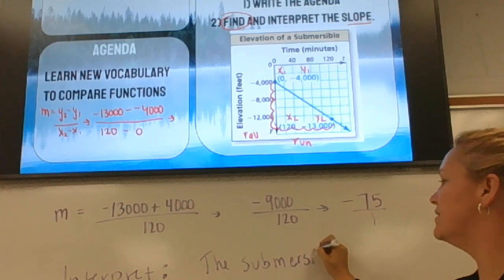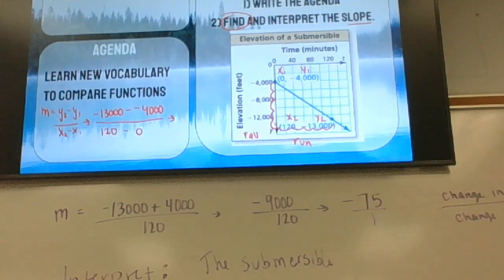I think maybe the difference between the word submarine and submersible is submarine holds humans, and a submersible is anything that can go underwater. The submersible, I'm going to use another good word, descends, or you could just say goes down 75 feet each minute.